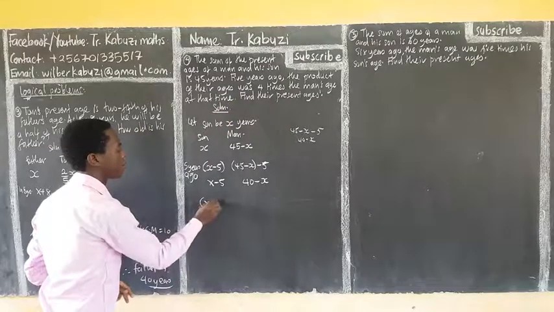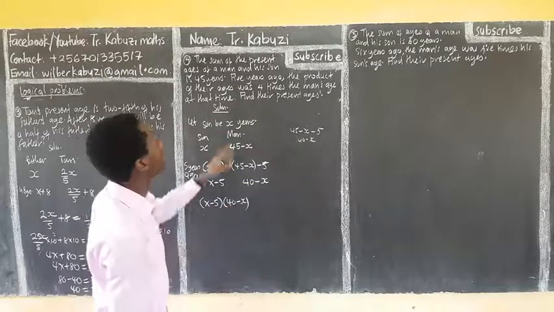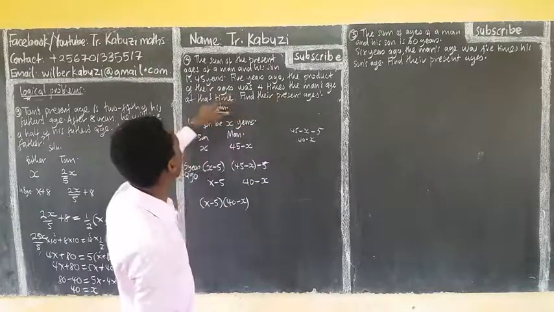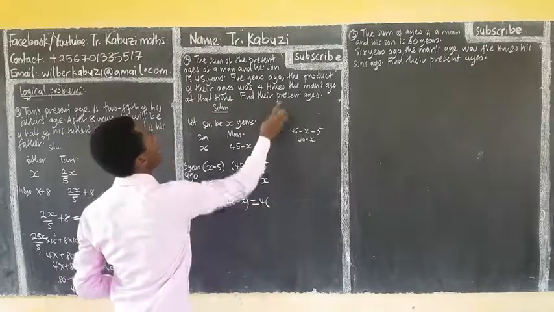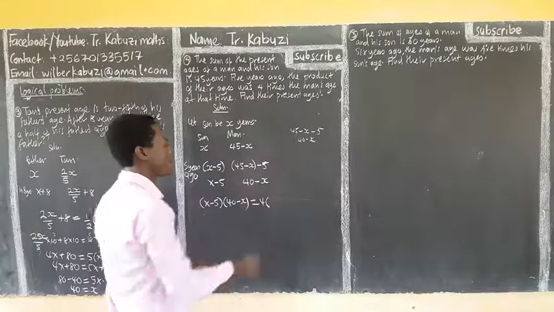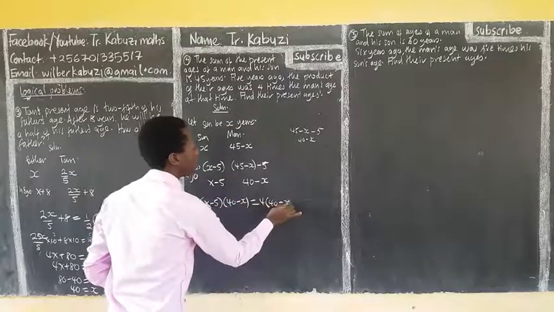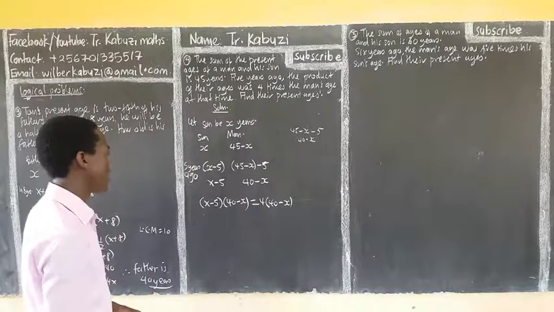The product of their ages was 4 times the man's age at that time. The man's age at that time was 40 minus x. Find the present age. Now this is very easy, let's solve.